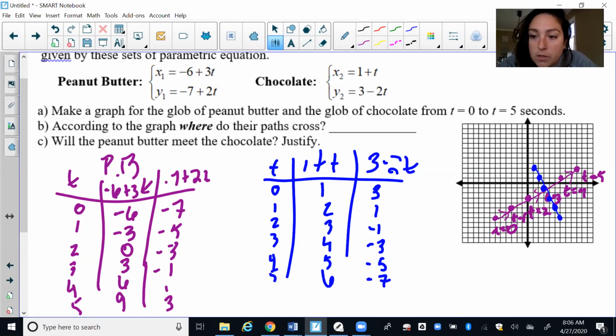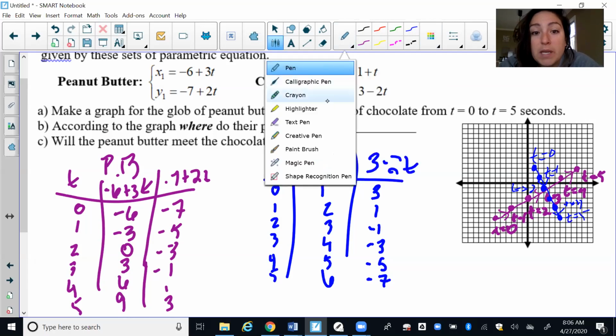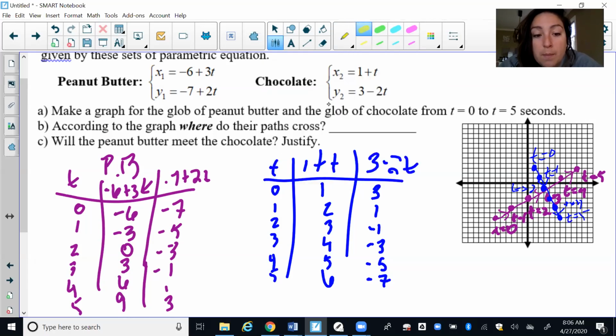So again, the direction of our travel is this direction. So draw some arrows to show direction, and then we have to draw in some times to show speed. So we have time equals 0, 1, 2, 3, 4, and 5. All right, so A, check, done. B, according to the graph, where do their paths cross? So this is just looking at the graph: where do they appear to cross? And it looks like both of them, let me get my highlighter, both of them cross the point 3, -1.